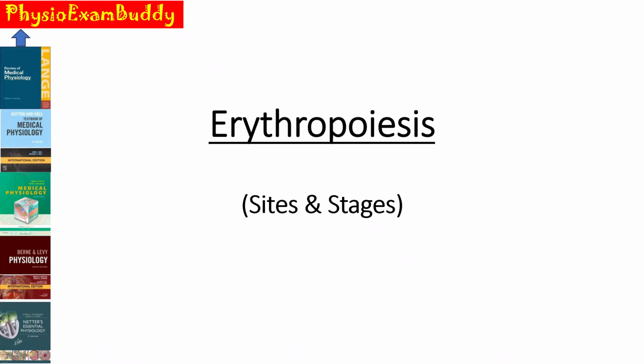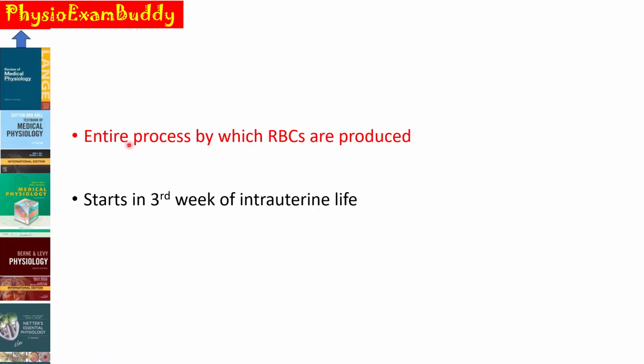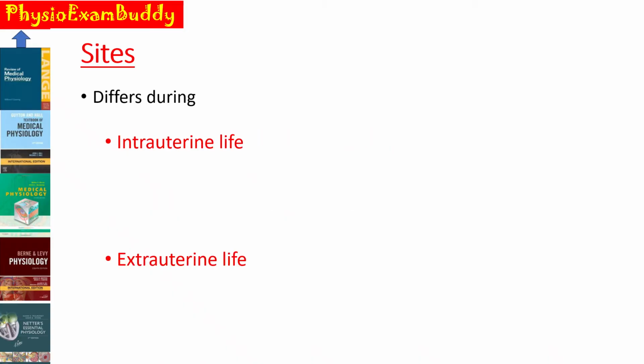This video deals with erythropoiesis, mainly the sites as well as the stages of erythropoiesis. We all know that erythropoiesis is the entire process by which RBCs are produced, and it starts in the third week of intrauterine life.